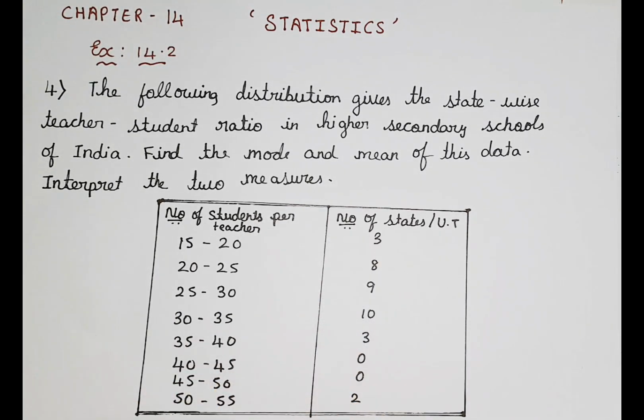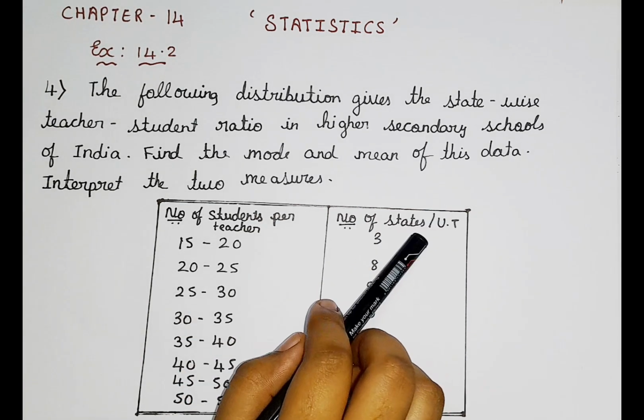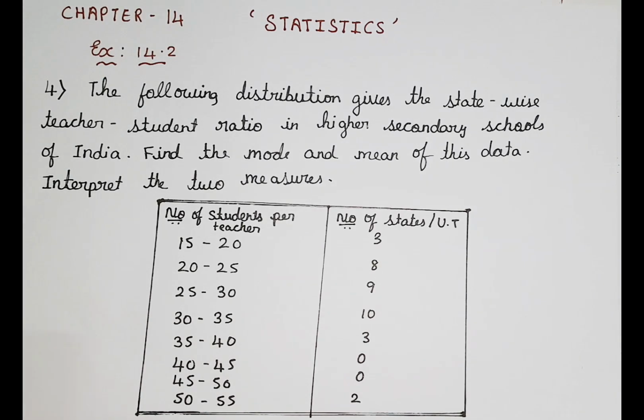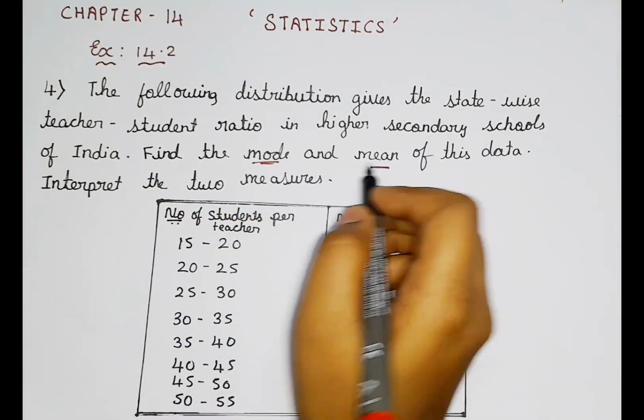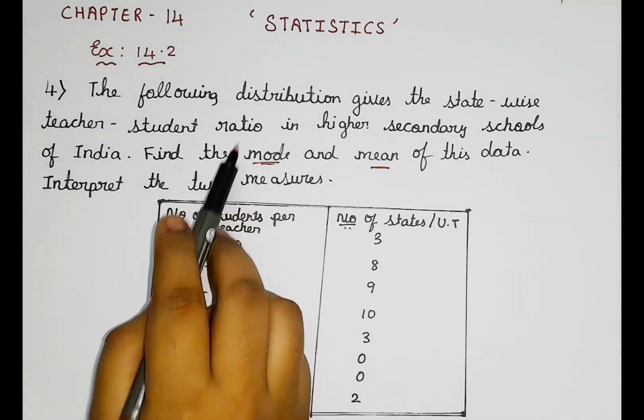In this data, they have mentioned the number of students per teacher and the number of states. UT means union territories, so it is the number of states and slash union territories. So this is the data. Now we are going to be finding the mode. According to this question, we are supposed to find the mode as well as the mean, isn't it? So first let me find the mode.